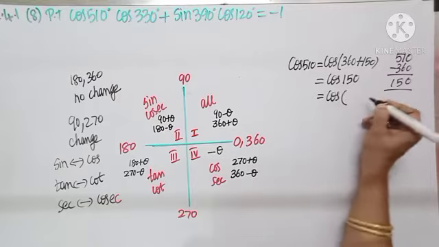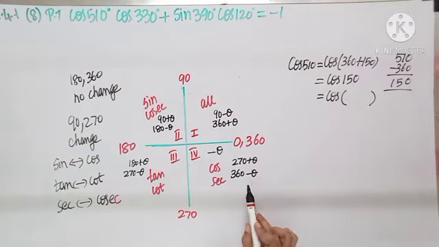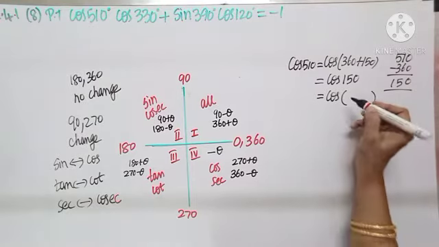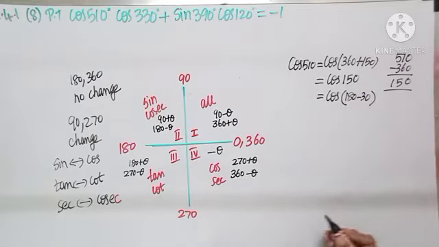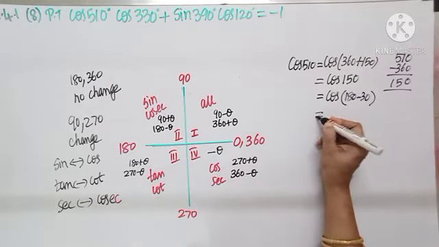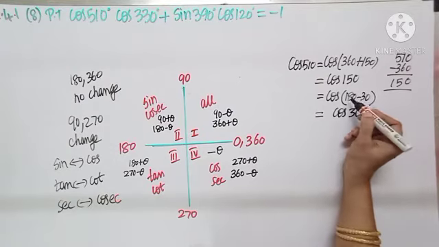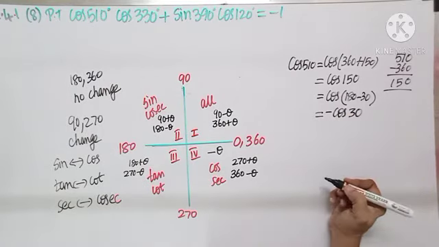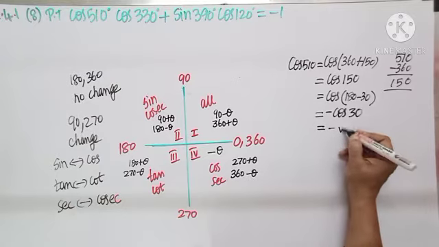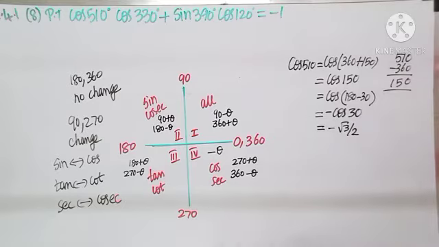How to write 150? Using 90, 180, 270, 360 and 30, 45, 60. I can write 150 as 180 minus 30. Now check which quadrant we are in. 180 comes, no change. I will write cos 30. And we are in the second quadrant. Second quadrant cos is negative. So my answer is minus root 3 by 2. We should remember the cos 30 value, which is root 3 by 2.